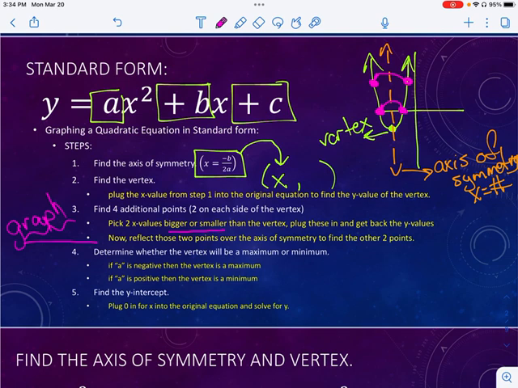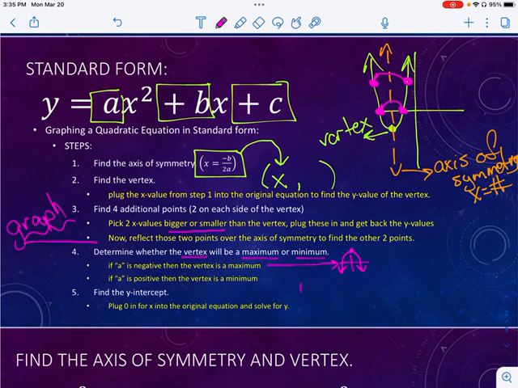The next thing we do is we determine whether the vertex will be a maximum or minimum. Remember, maximum is the highest point on the graph. Minimum is the lowest. So we're looking at the vertex and saying, are you the highest point or the lowest point? Now, remember, if A is negative, then that causes the parabola to flip upside down. And in that case, it becomes a maximum because it's the highest point on that graph.